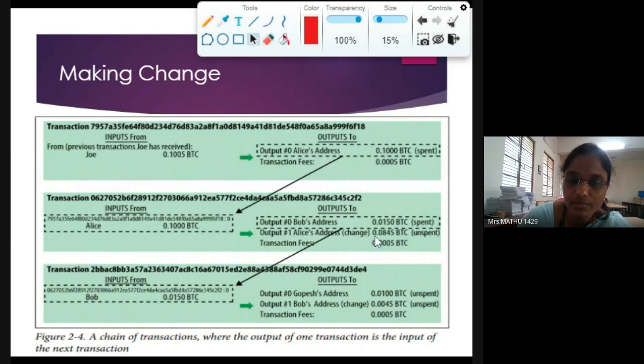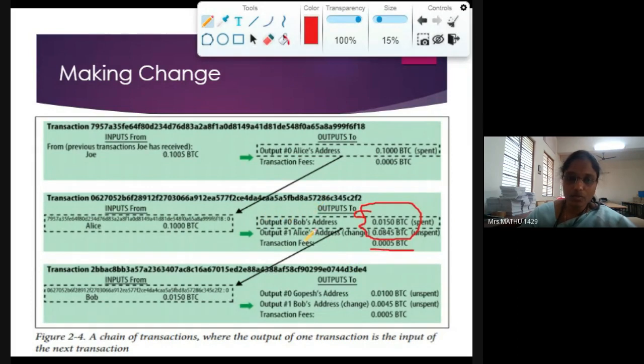So the remaining is 0.085. The transaction fee is the total input minus the total output. So 0.100 minus the sum of these two outputs will be equivalent to 0.0005 bitcoin. So that becomes the transaction fees.